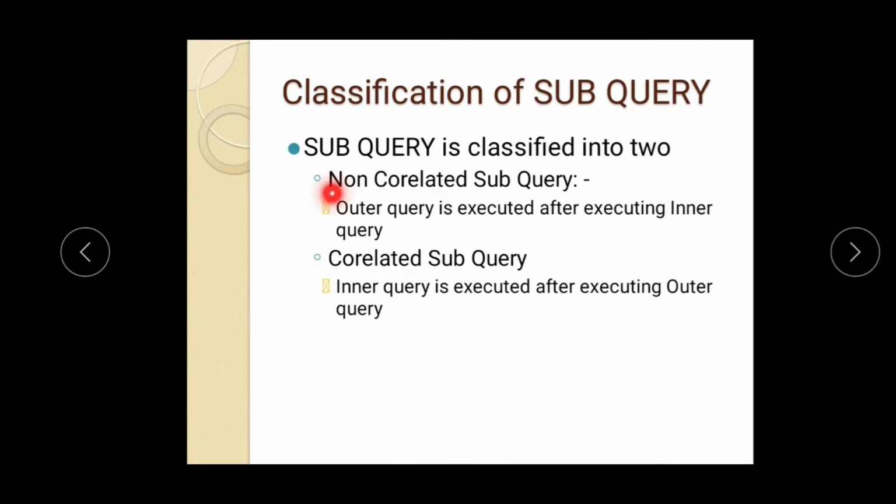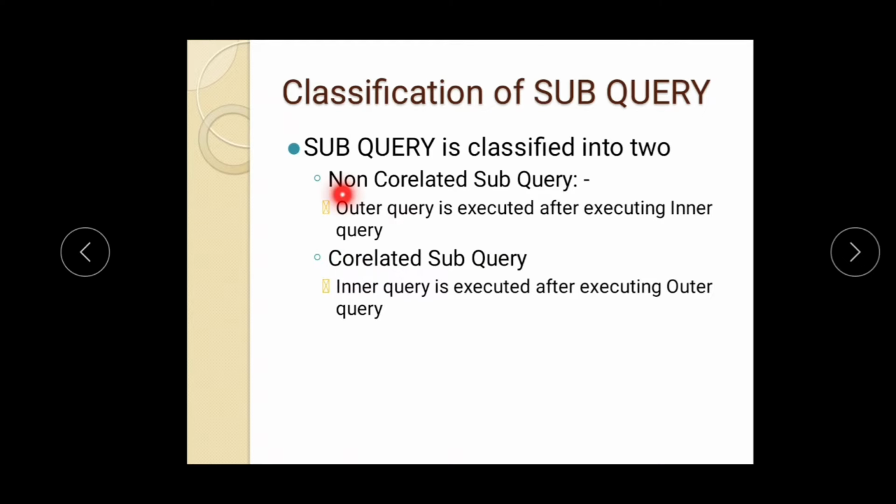So non-correlated subquery means that the outer query is executed only after executing the inner query, which means the inner query will be executed first, and only after that the outer query. That is the execution order, called a non-correlated subquery. What about a correlated subquery? The inner query is executed after executing the outer query. First the outer query will be executed, and only after that the inner query is executed. That is called a correlated subquery.